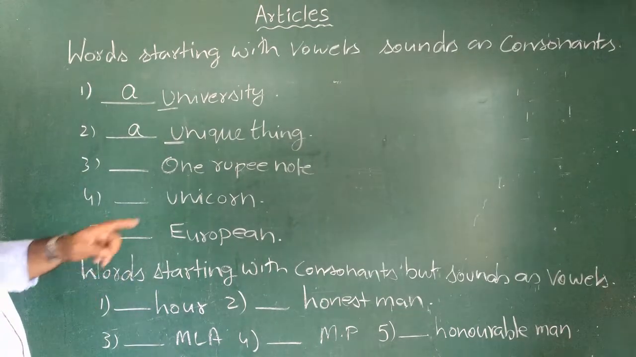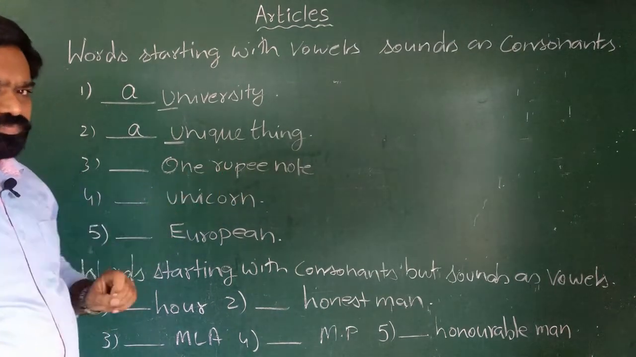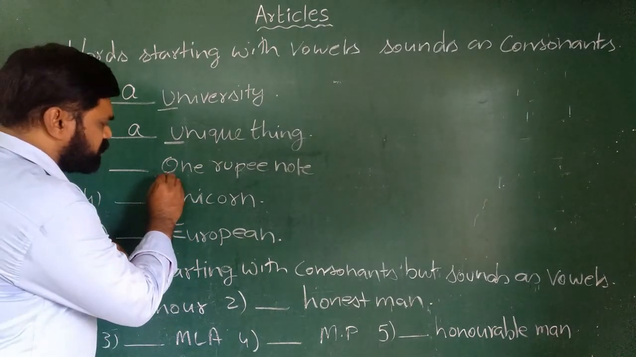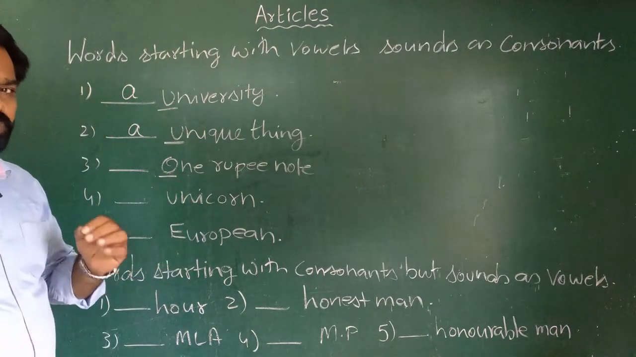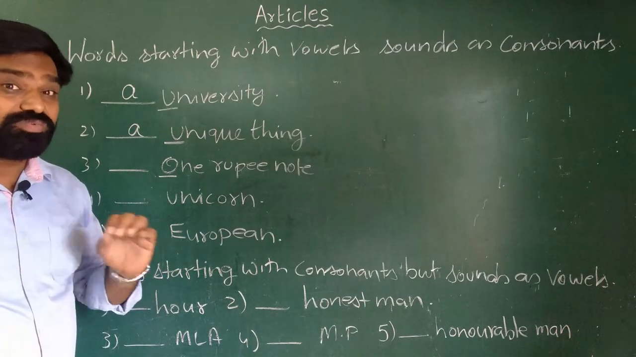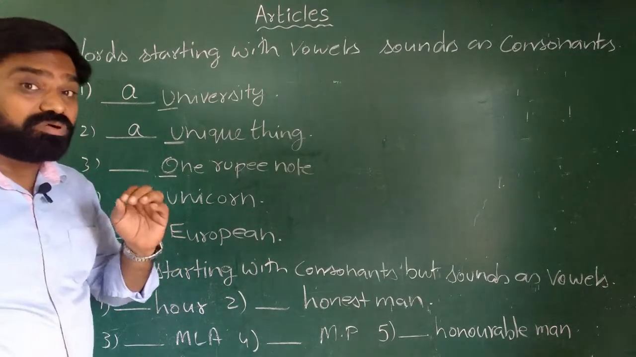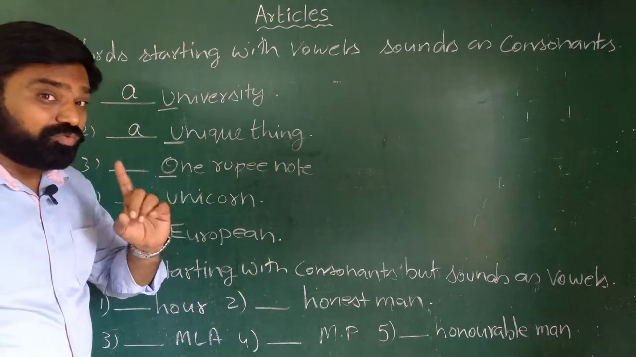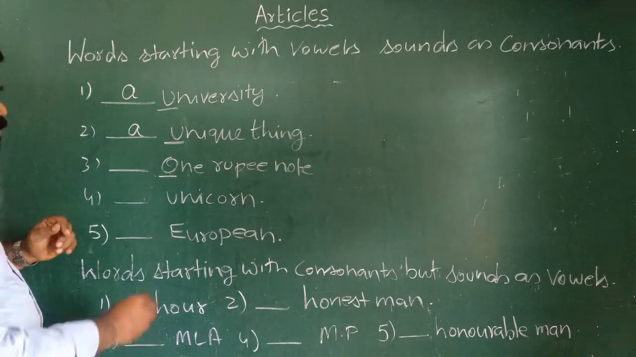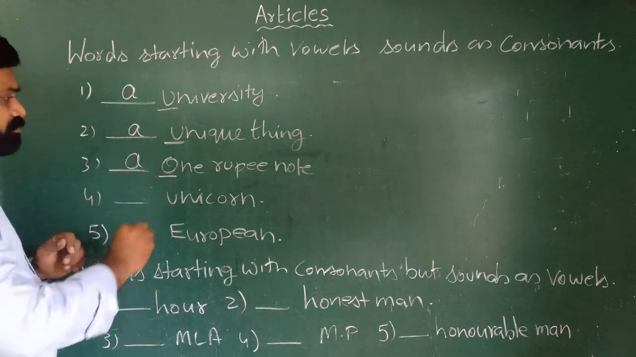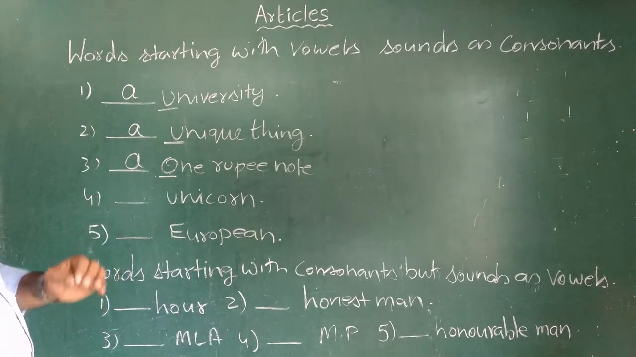Then see the next one. A 1 rupee note. Though 1 starts with a vowel, it doesn't produce a vowel sound. Here it sounds like "one", va. So va is not a vowel sound. So we should use article a: a 1 rupee note.